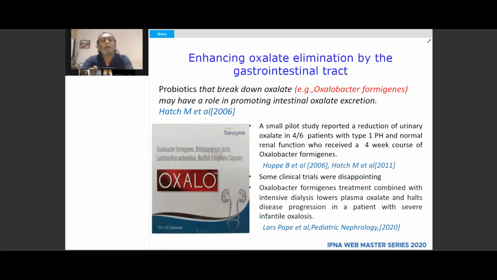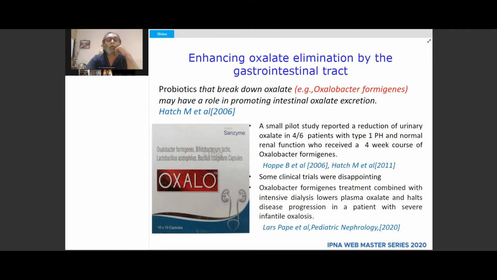Probiotics that can break down oxalate have been tried in promoting intestinal oxalate excretion. There was an earlier small pilot study way back in 2010 and 2011, where reduction of urinary oxalate was noted in 4 out of 6 patients, and normal renal function was achieved over a 4-week course of Oxalobacter formigenes. Subsequent trials were largely disappointing. There is a recently published paper in Pediatric Nephrology in February 2020, where Oxalobacter formigenes combined with intensive dialysis lowered the plasma oxalate and altered the disease progression in a single child with infantile oxalosis.